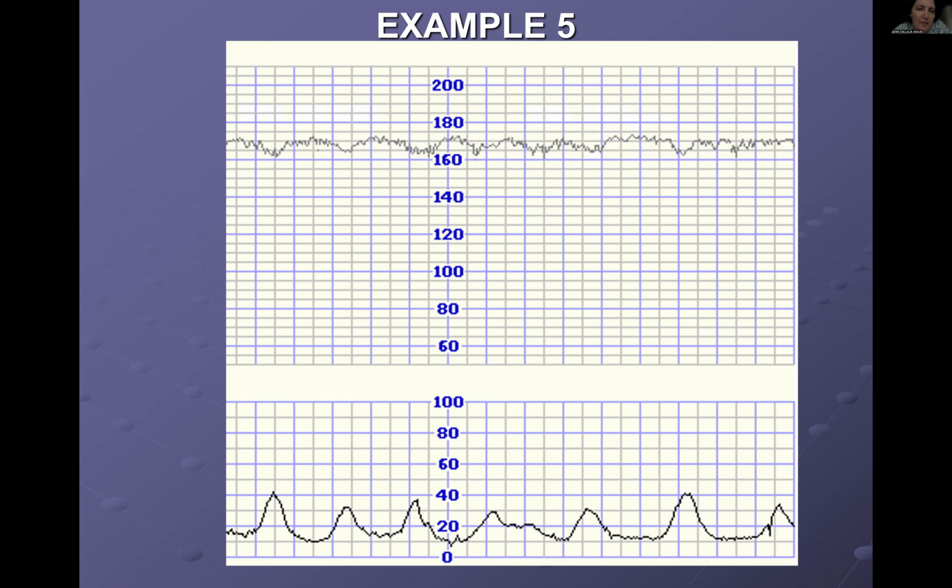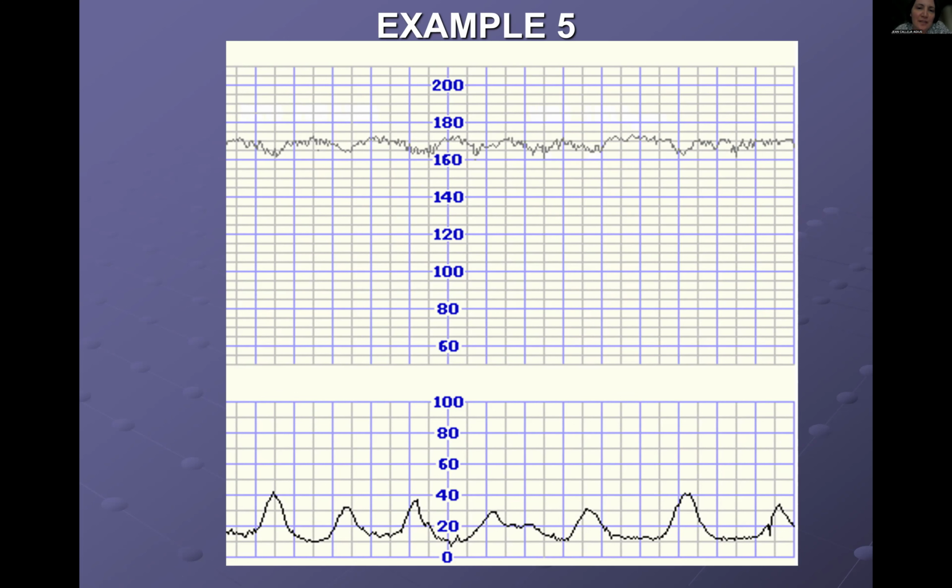So baseline rate. What about accelerations? If the baseline rate is 170, are there any accelerations? There are no accelerations. There's also reduced variability. Very good. So the variability is less than 5 because it doesn't fill one whole box. What about accelerations? Accelerations are absent.